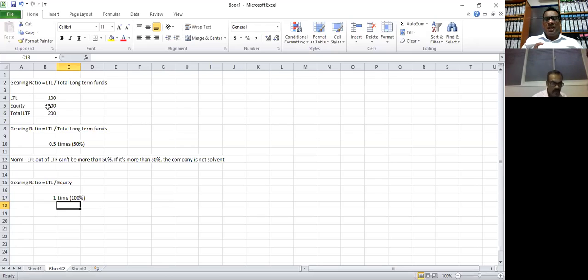If you take long-term liabilities as a percentage of total funds, it can't be more than 50%. Now, is that clear? Long-term liabilities as a percentage of total funds can't be more than 50%. Long-term liabilities as a percentage of equity can't be more than 100%. Basically, it means the same thing. If long-term liabilities as a percentage of equity is 100%, it means 50% as a percentage of total funds. Are we clear?